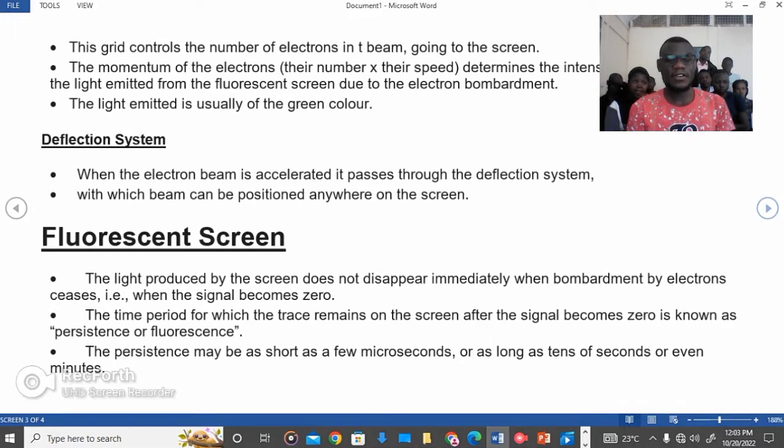The function of the fluorescent screen: the light produced by the screen does not disappear immediately when the bombardment by electrons ceases, i.e. when the signals become zero. The time period for which the trace remains on the screen after the signal becomes zero is known as persistence or fluorescence. The persistence may be as short as a few microseconds, or as long as tens of seconds or even minutes.